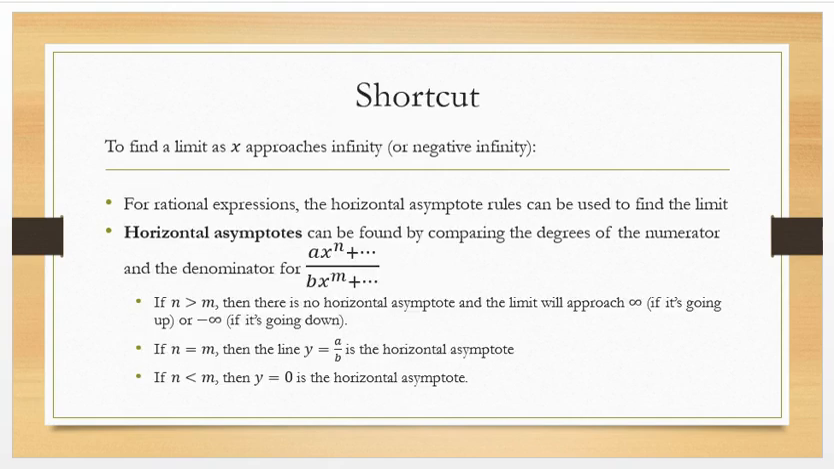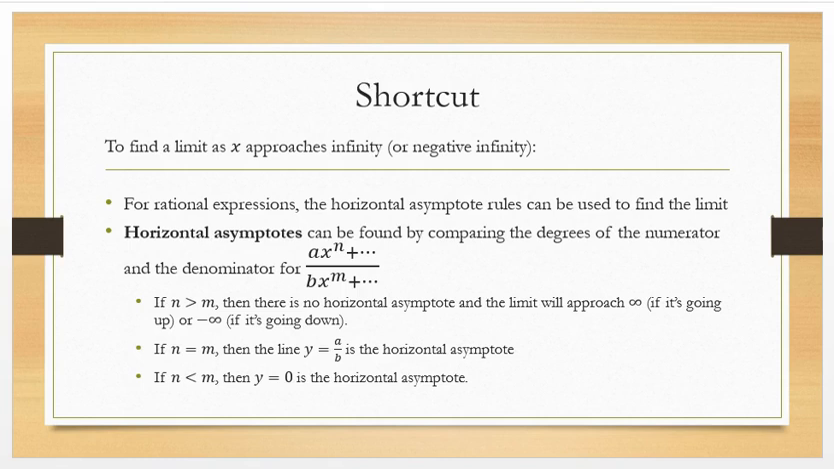Let's also talk about a shortcut that comes in handy a majority of the time. It won't work for every single function, but for most functions that are dealing with x approaching infinity or negative infinity, if you know your rules for horizontal asymptotes, if you remember them from algebra, then you can actually use those in most cases. So this will work for a rational expression.